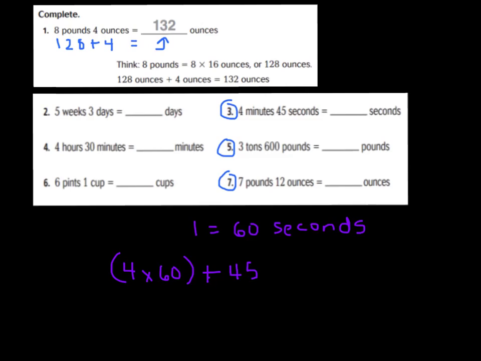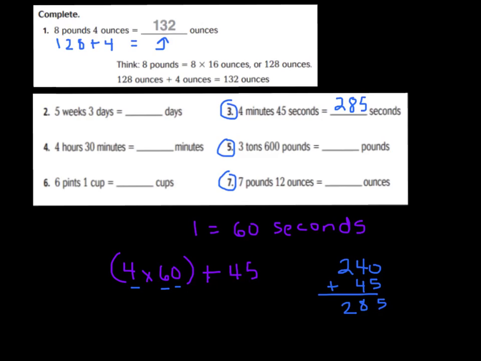But let's go ahead and multiply 60 times 4. I know that 60 times 4 is 240 because 4 times 6 tens is 24 tens, and then I have an extra 0. So it's 240. And now I'm just going to add my 45 seconds. So 240 plus 45 equals 285 seconds. Let's go ahead and write 285 seconds down here.